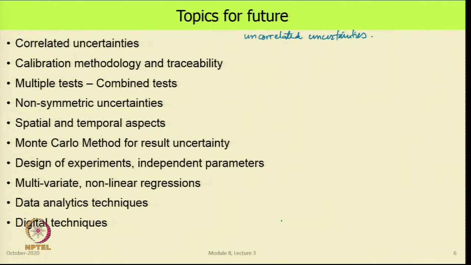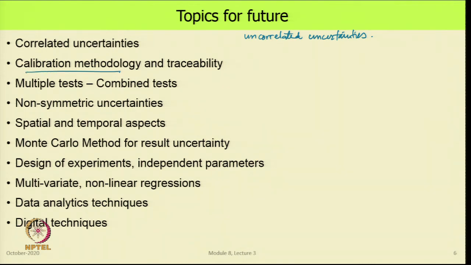Correlated uncertainties will arise when one uncertainty source contributes to uncertainty in measurement number 1 and also contributes to uncertainty in measurement number 2. For example, if it is coming from the same calibration device. So, we did not look at that. There are many more additional mathematical terms that come into the equation, and there are many techniques by which we handle correlated uncertainties.